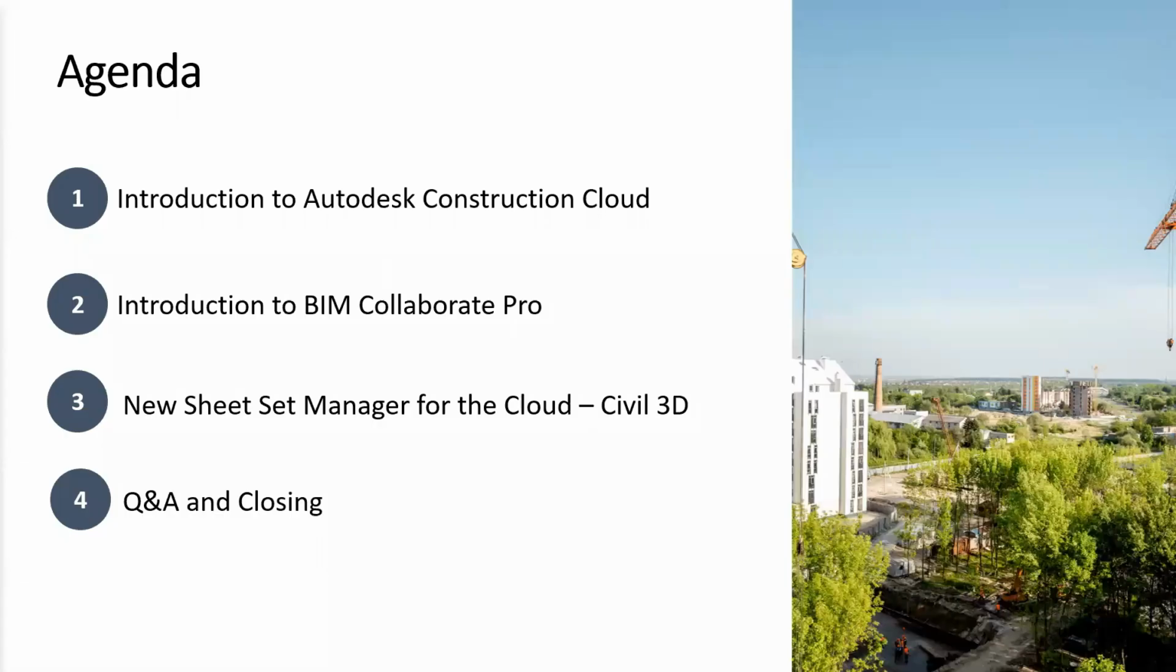Okay, now that we've gone through a couple of the intro slides, we can get to the meat of the webinar. So here's a quick agenda of what we'll be going through. We'll first start off by understanding what the Autodesk Construction Cloud is. From there, we will grasp where the BIM Collaborate Pro offering fits into the Autodesk Construction Cloud platform and the features it provides to Civil 3D and your project as a whole, including the new Sheet Set Manager for the web feature. And then lastly, there'll be some Q&A at the end, and we'll close out.